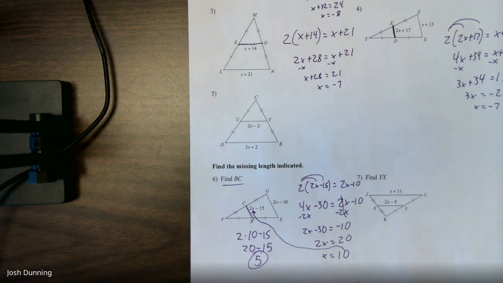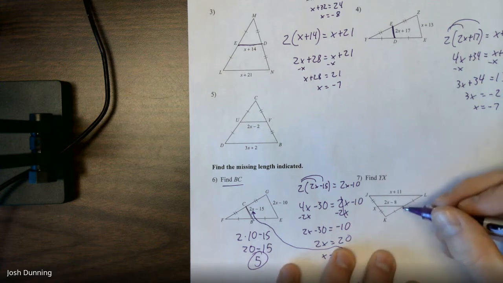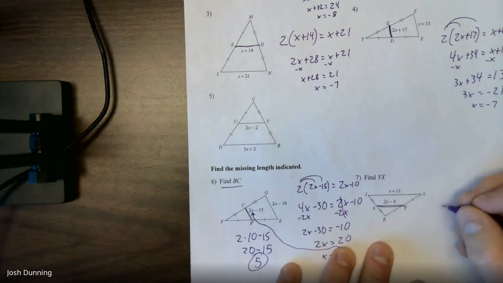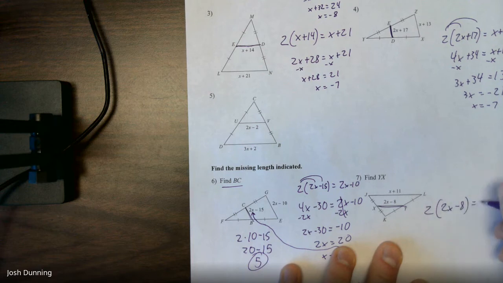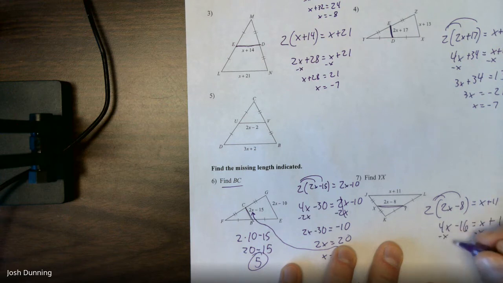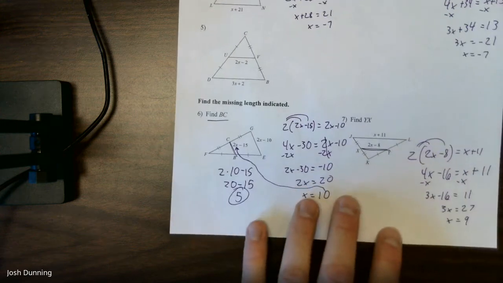Now on 7, we got to double the smaller to catch it up to the bigger. We distribute the 2. We get 4x minus 16. We're going to minus our x. And then two-step equation. So x is 9.